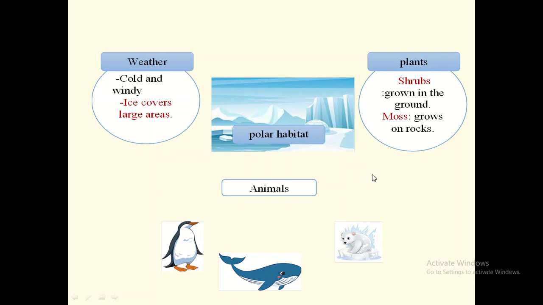And we have some examples of animals that can live in the polar habitat, such as penguin, whale, and polar bear. We have other examples such as sea lion and Arctic fox.